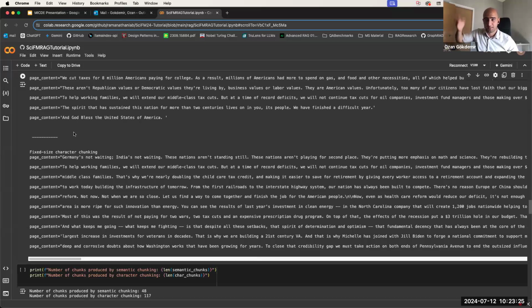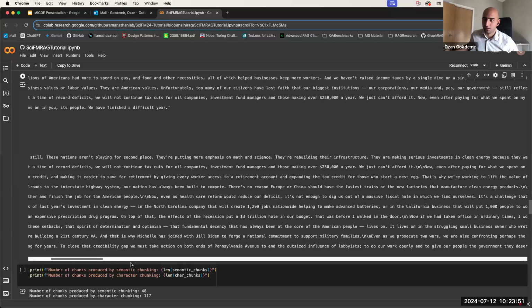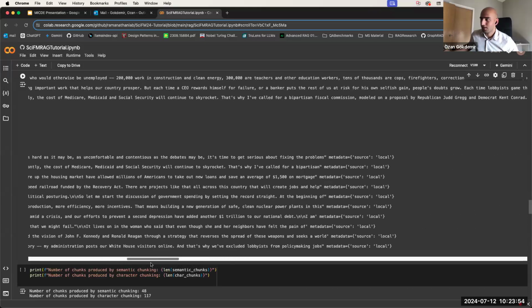If you look at fixed size character, the first chunk, these 2 chunks are starting with a sentence, good. This one is in the middle of a sentence, you see, reform dot, not now. This is what you get. And training an LLM on this, or doing RAG with this, will only confuse the model. I mean, if you look at the ends, that's why I've called for a bipartisan what? You see? This is fixed size chunking.